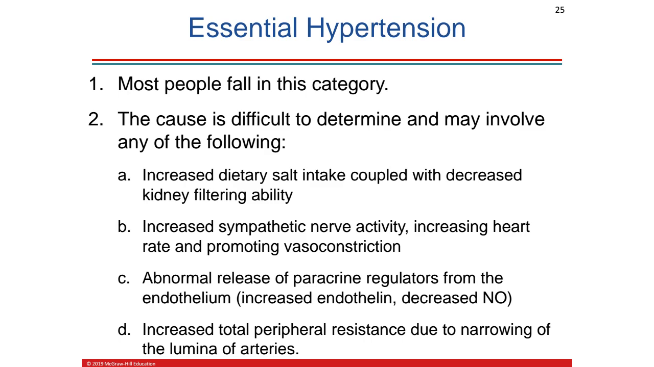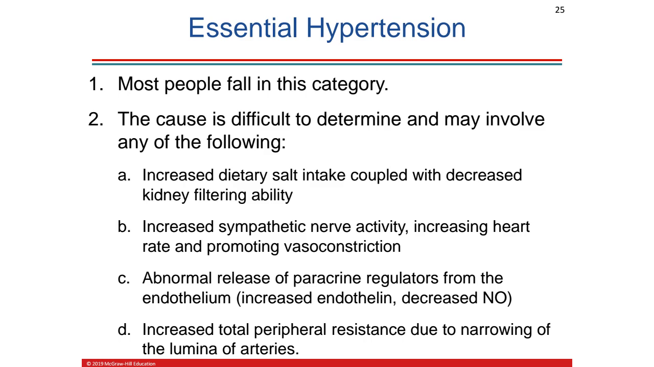Essential hypertension is the most common form of hypertension. So most people fall into this category. It's the type of hypertension where it's difficult to determine exactly the cause, and the actual cause may be quite complex with various interacting factors. So for example, here's a few possibilities. One is you may have an increased dietary salt intake, which can lead to higher blood pressure.